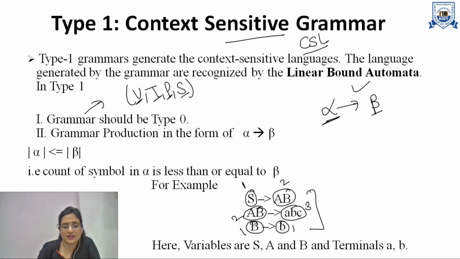Again, as I already told, the symbols that are written in capital letters are known as the non-terminals, or they can also be known as the variables, and the symbols that are written in small letters are known as the terminals.